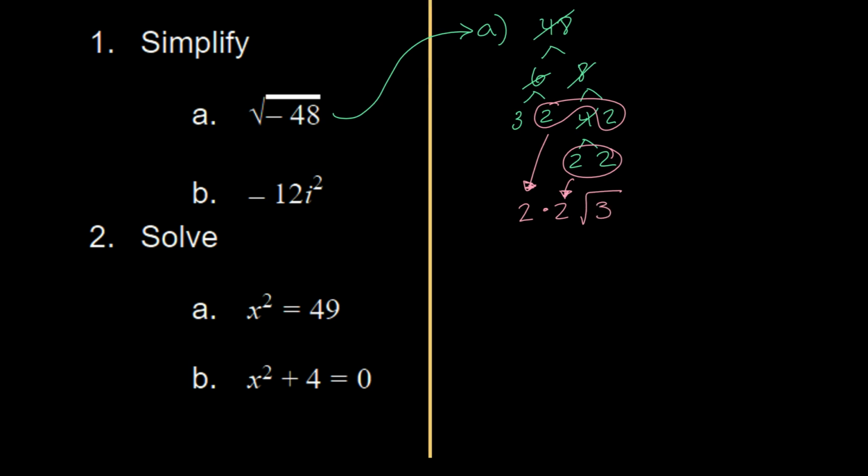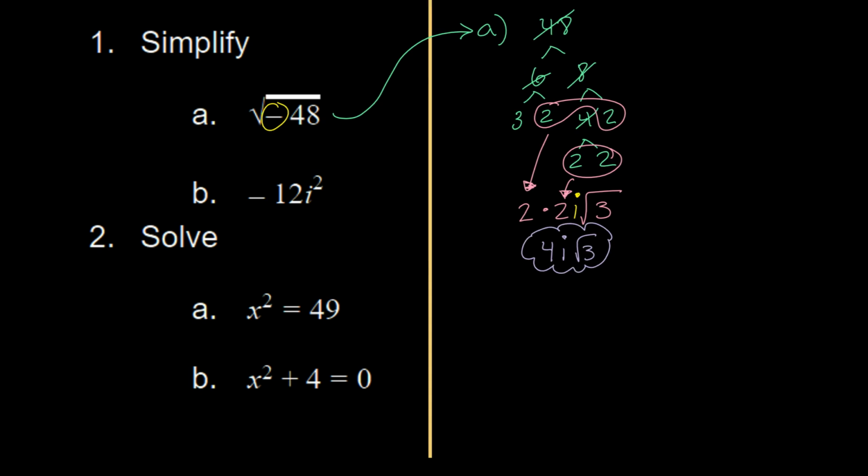What am I missing here that should be there? Why should there be an i? There's a negative in the radical. So where do I put that i? Right in front of the radical. And then, you see how there's multiple 2s there? What do I do with them? You multiply them together. So you should get 4i square root 3.